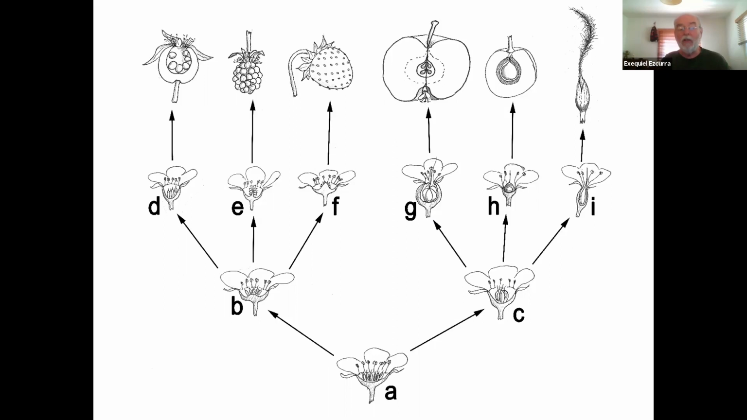And this is the origin of the subfamily Pomoideae. In this branch here, the multiplicity of fused carpels is simplified to one single carpel, that develops a bony endocarp, and the fruit hence becomes a drupe. So this is the pathway of the subfamily Prunoideae.